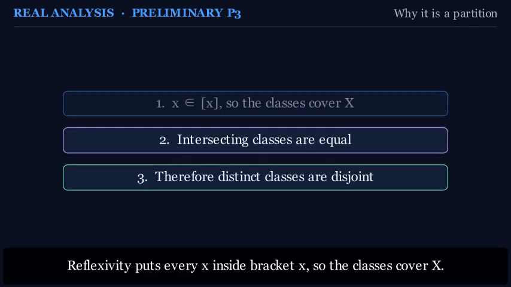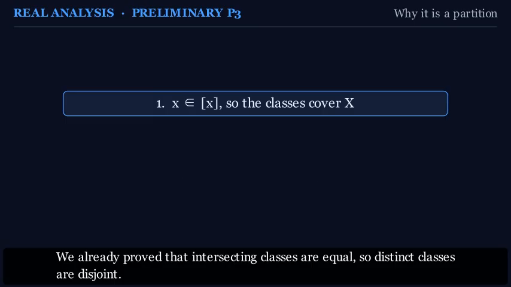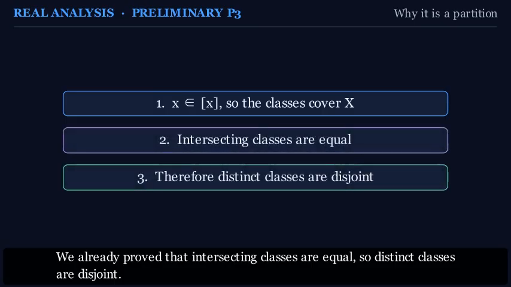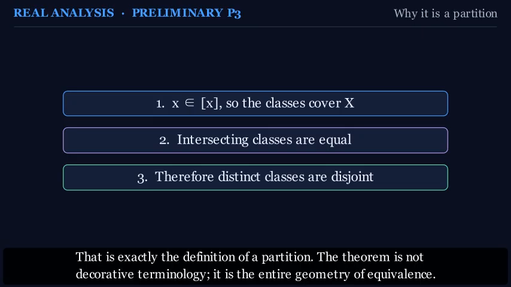Reflexivity puts every X inside bracket X, so the classes cover X. We already proved that intersecting classes are equal, so distinct classes are disjoint. That is exactly the definition of a partition. The theorem is not decorative terminology. It is the entire geometry of equivalence.